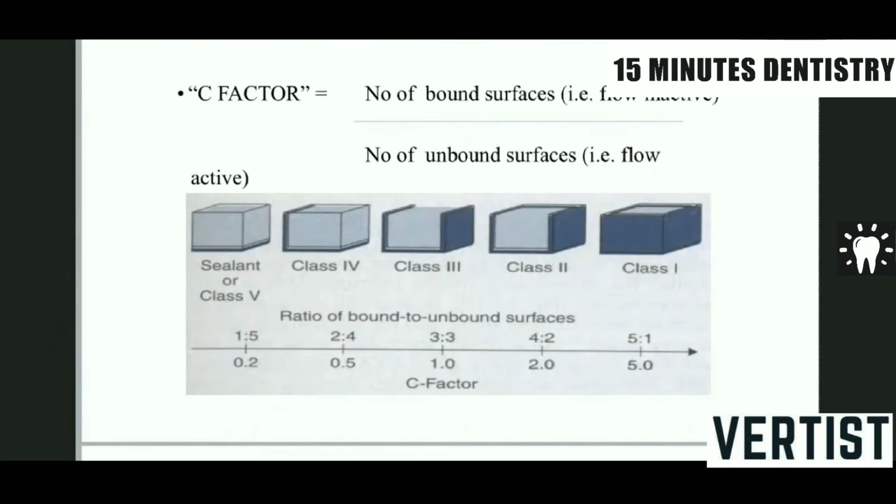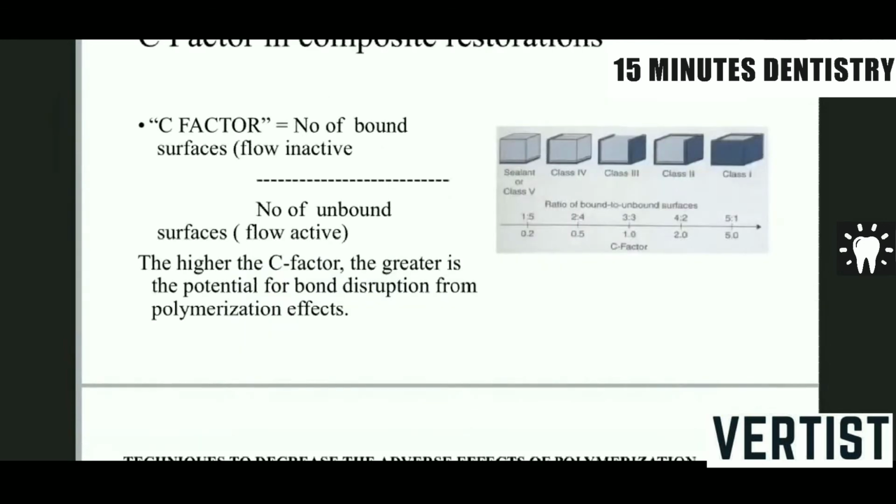So if you see this C factor, in case of class 5, there is only one bonded surface towards the tooth and there are 5 unbonded surfaces. The C factor is very low. So in cases wherever there is a higher C factor, there is going to be a greater amount of polymerization stress on the bond at the junction of the restoration and the material.